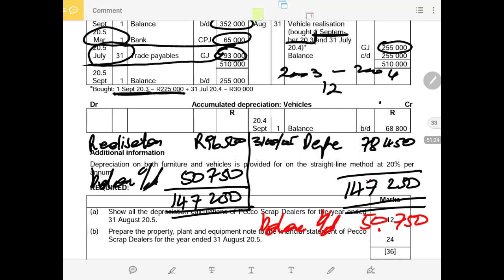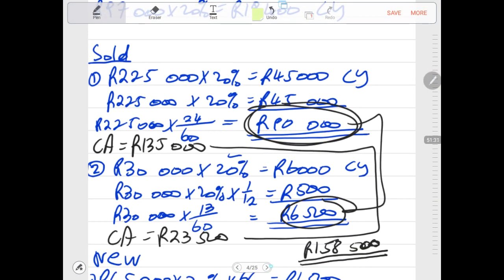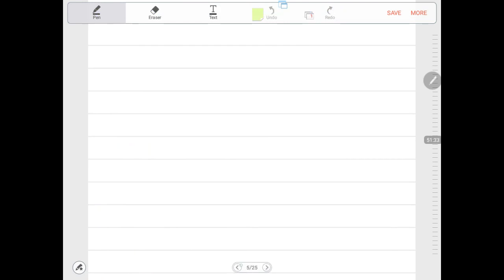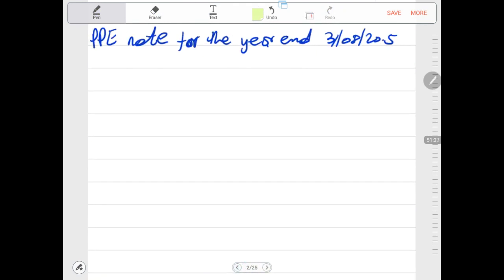You might wonder why I'm doing all of these long calculations. They are not very long calculations, until now we respond to what was required, which is calculating the property, plant and equipment note. Now I'm doing question number 2. I'm done with number 1. Property, plant and equipment note, we have it for furniture and vehicles.